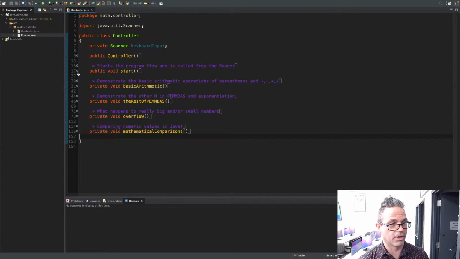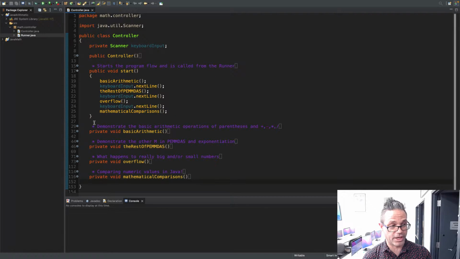If we take a look at the start method, the one that's called from the runner, as you can see, I have basic arithmetic, then keyboard input next line, which is going to wait for an enter key press to happen, then the rest of PEMMDAS, then the keyboard input next line again, an overflow method call, and then the next line, and finally, mathematical comparisons, how we're ending this structure. So let's go ahead and take a look at this.